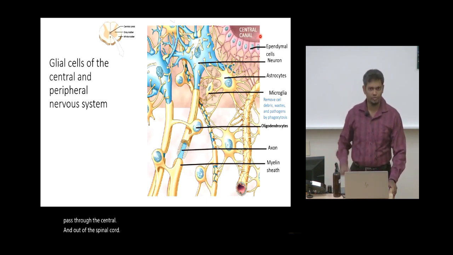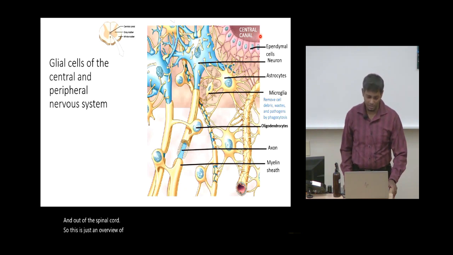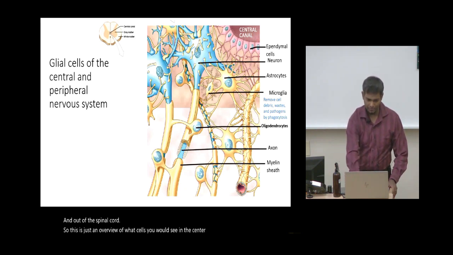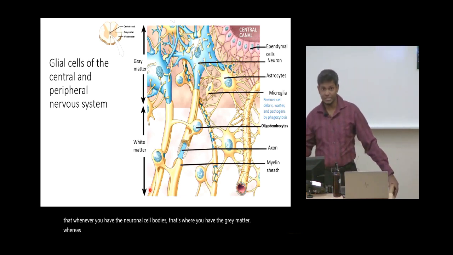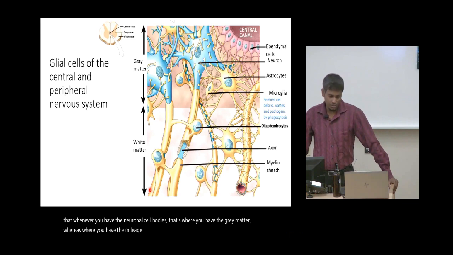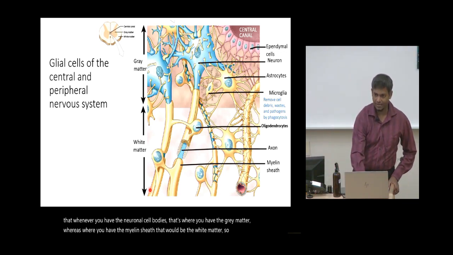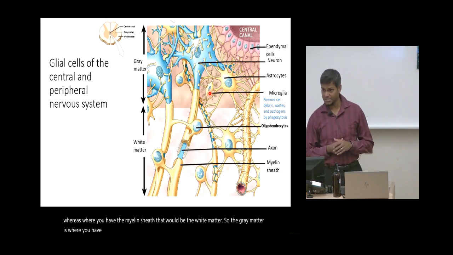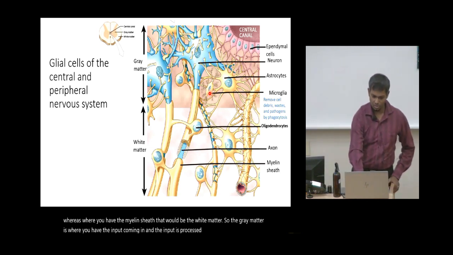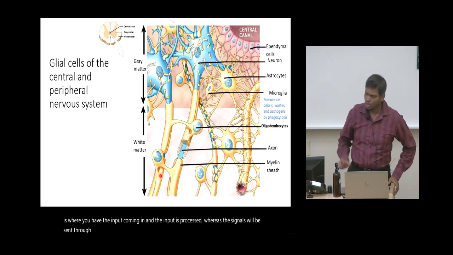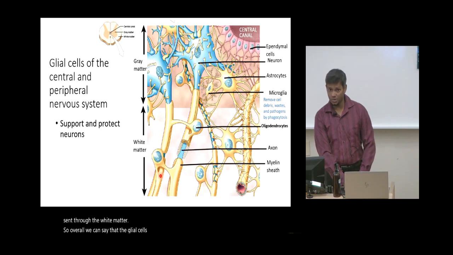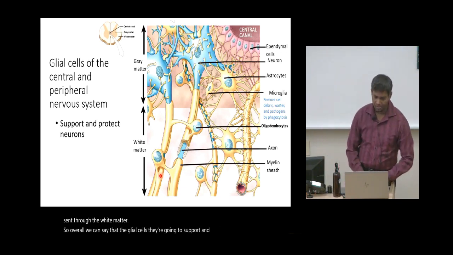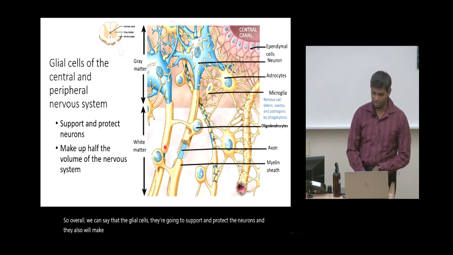So this is just an overview of what cells you would see in the central nervous system. Notice that wherever you have the neuronal cell bodies, that's where you have the gray matter, whereas where you have the myelin sheath, that would be the white matter. The gray matter is where you have the input coming in and the input is processed, whereas the signals will be sent to the white matter. So overall, we can say that the glial cells support and protect the neurons, and they also make up more than half of the volume of the nervous system.